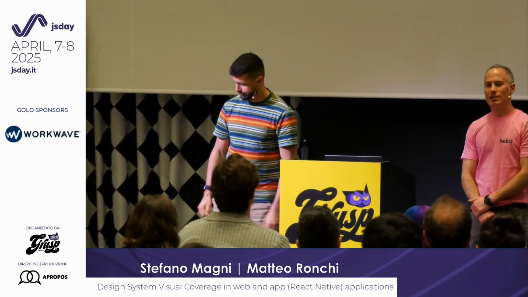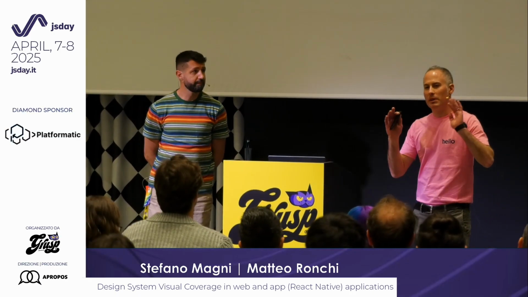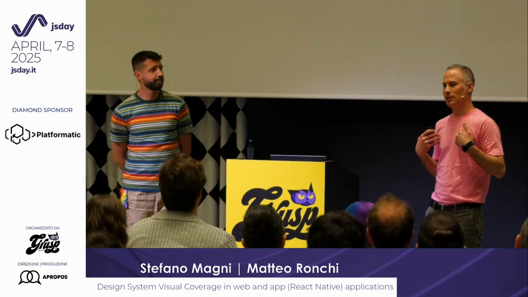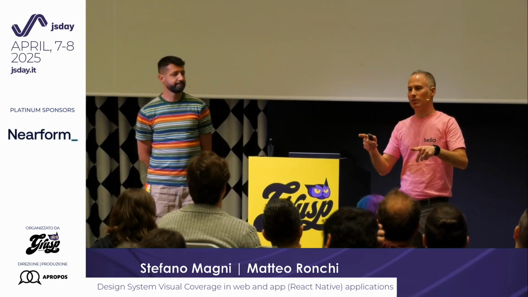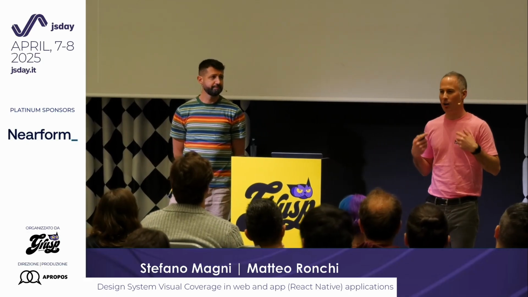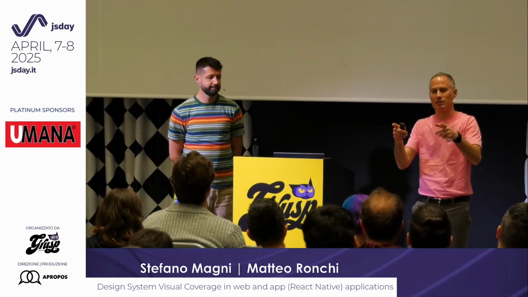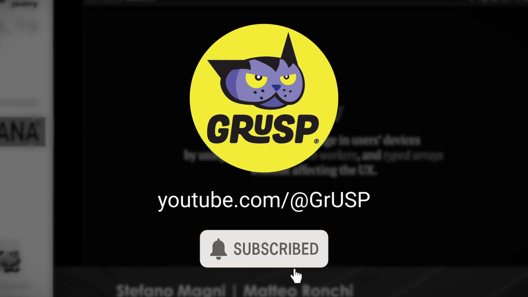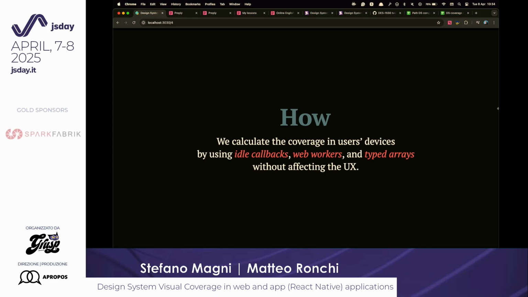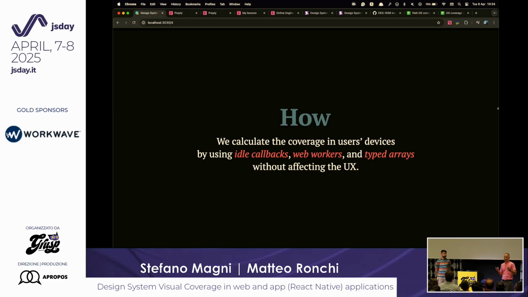How we did it? Essentially, the goal was to measure the impact of our design system on the user's devices. So when you visit preply.com, for example, we are calculating how much our design system impacts your experience on your devices. Because of that, we started leveraging all the performance-oriented browser APIs we had, just to make sure that we measure our design system on your devices without impacting your UX, of course.